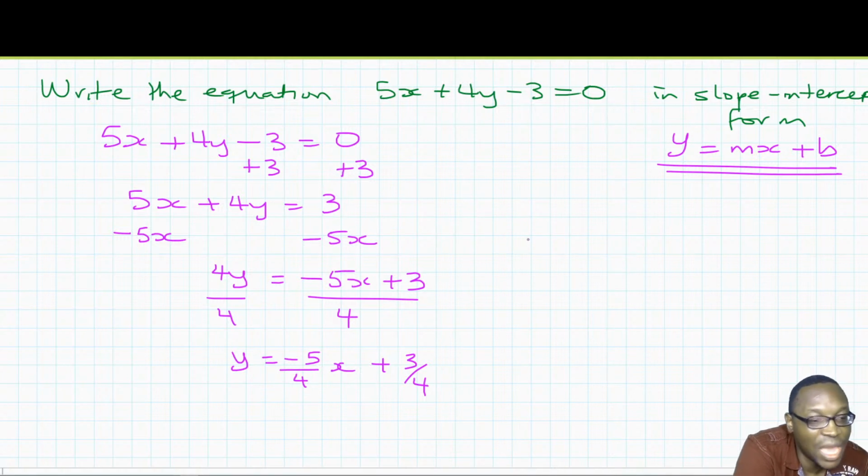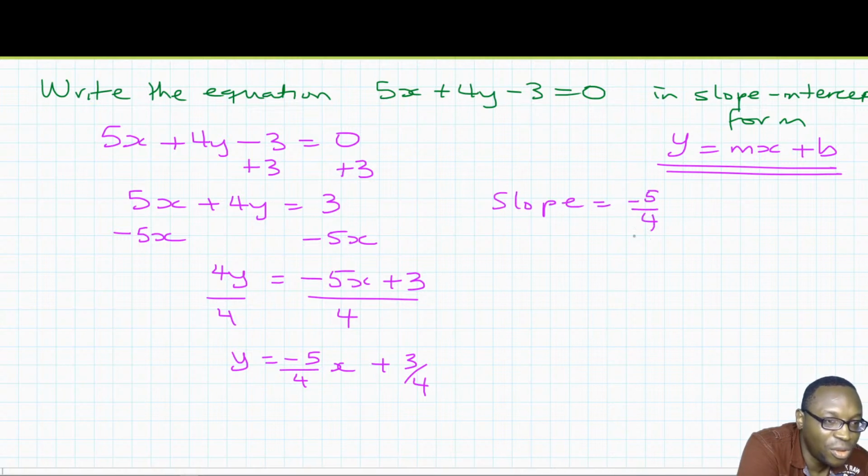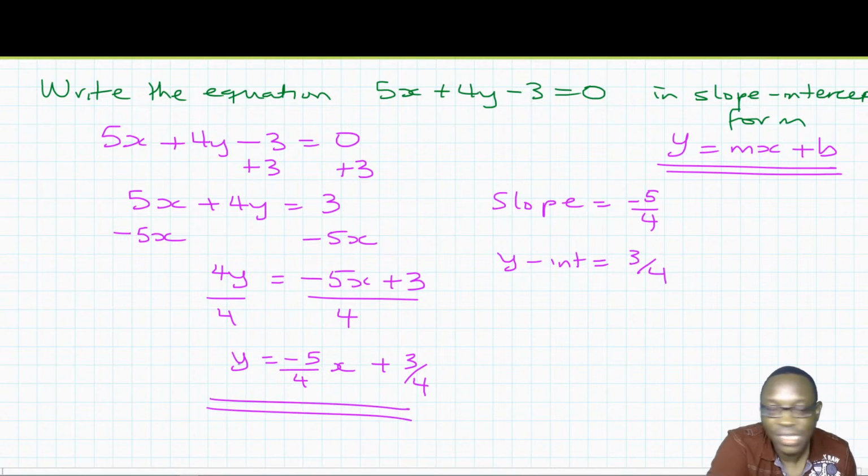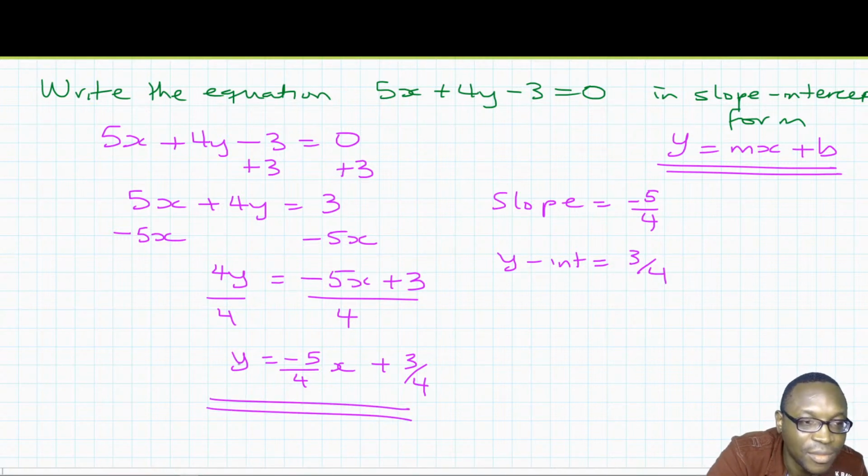So in this case, you may be asked to find the slope and the y-intercept. Your slope is going to be negative 5 over 4. Your y-intercept is going to be 3 over 4. So that's what this equation is. Does this help? Does this help you with your understanding?